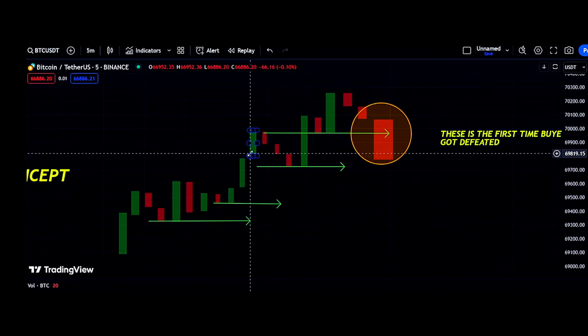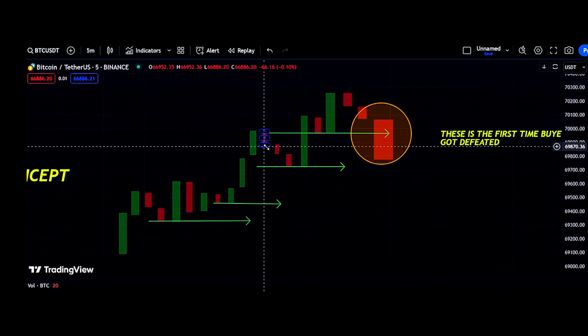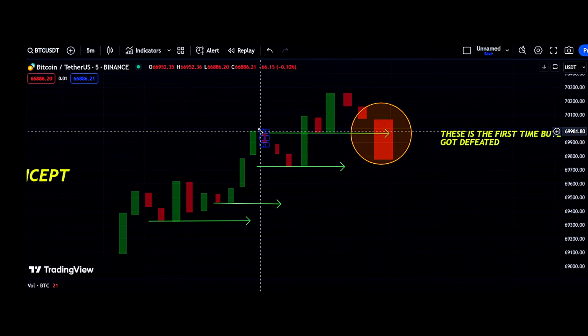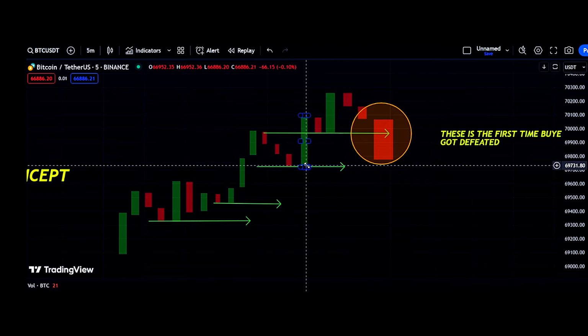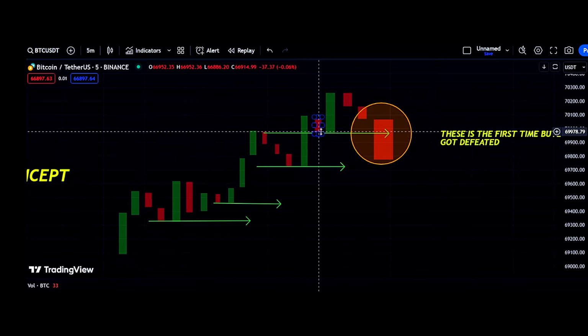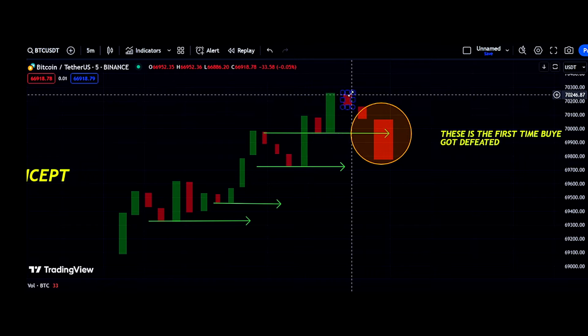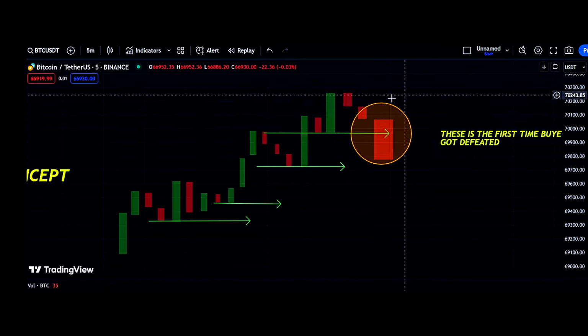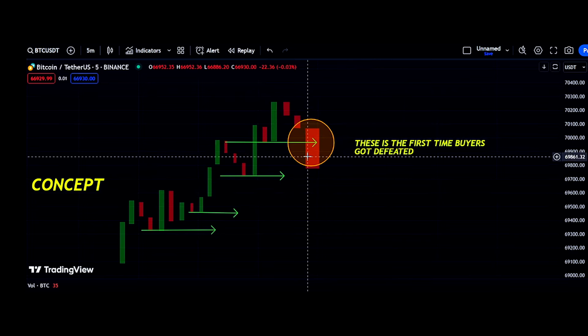Continue. There are 3 continuous big green candles, then 3 continuous red candles. Then again, buyers broke the high of this candle. Once this is broken, we got our new support. Then again, sellers came, buyers took control, and we will get our new support. But look at what happened. First red candle, second red candle, and the third red candle. At this point, this is the first time when buyers got defeated.